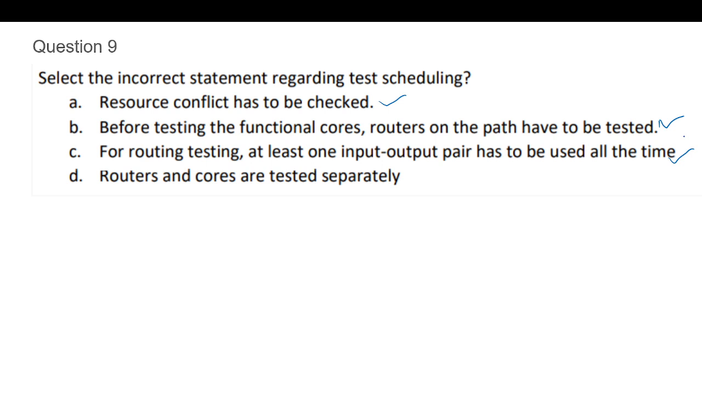It is like first we reserve it. So yes, routers and cores are tested separately. We said that routers and cores can also be tested concurrently. So this option is incorrect.